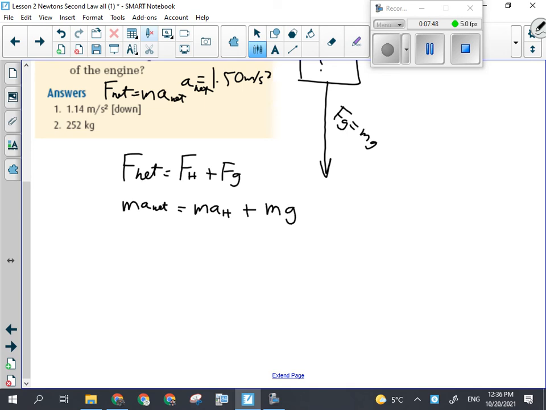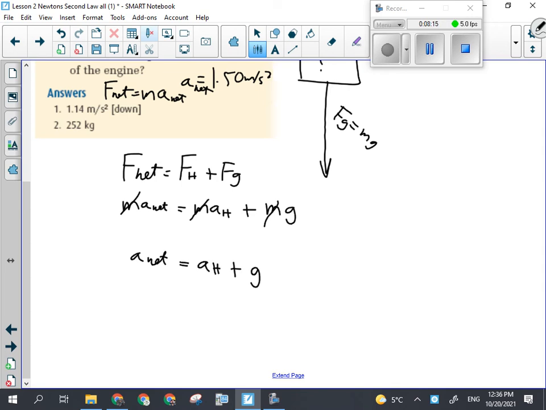I can cancel it. Now again, this is where it's counterintuitive. Why would you cancel the thing you're looking for? I don't want to spoil it for you. Okay, wait for it. But right now, I'm going to take mass right out of here. I'm going to cancel it. So now, I have that my net acceleration equals the acceleration the hoist could produce plus the acceleration due to gravity.